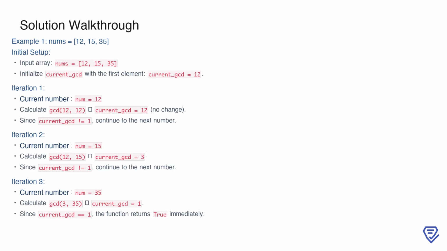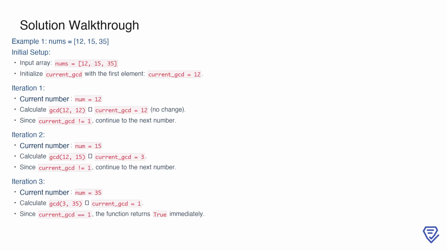To solve this problem, we start by examining the input array nums equals 12, 15, 35. The goal is to check if the greatest common divisor, or GCD, of all the numbers in the array equals 1 at any point during the computation. First, we initialize current_GCD to the first element of the array, which is 12. Now, we begin iterating through the numbers.